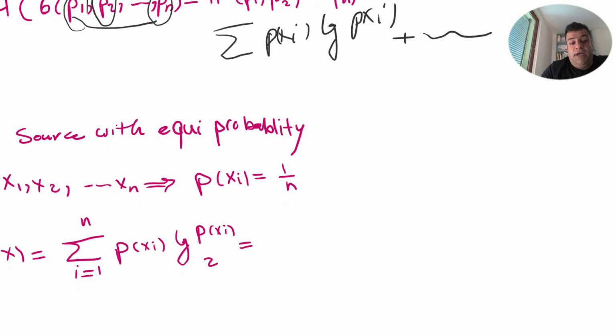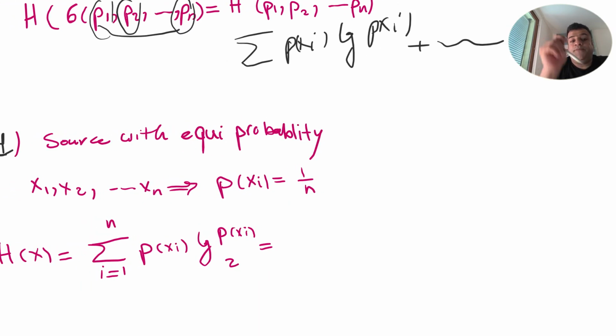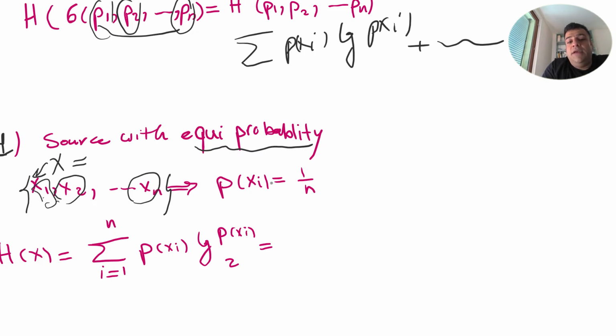But another thing, guys, is so important. If your source is equiprobable, what's the meaning of that? Consider you have a source x with members x1, x2, x3, until n, and they are equiprobable. All the probabilities of x1, x2, xn are the same, and each is 1/n. Therefore, we're going to see what happens to the entropy.